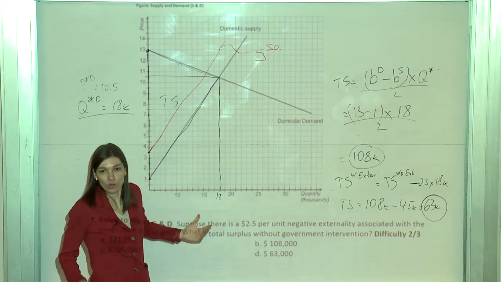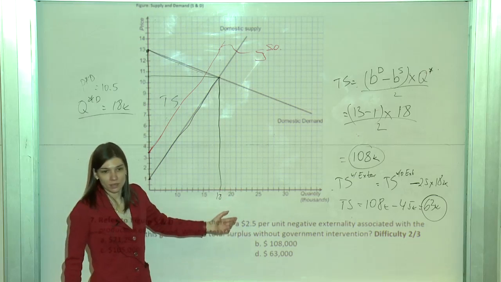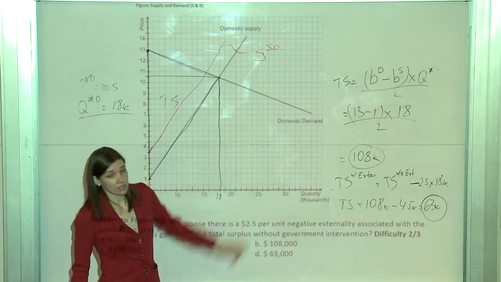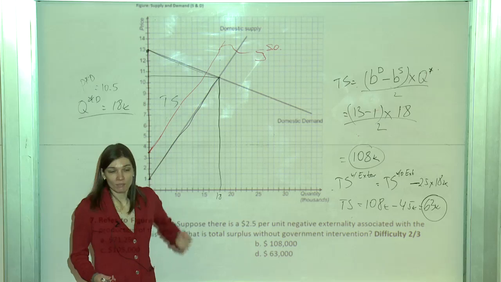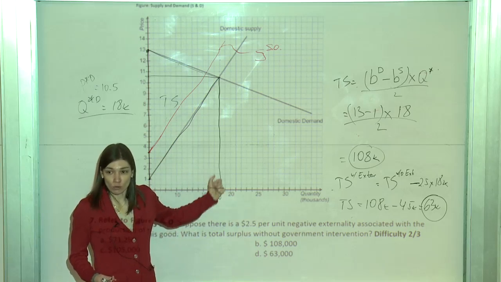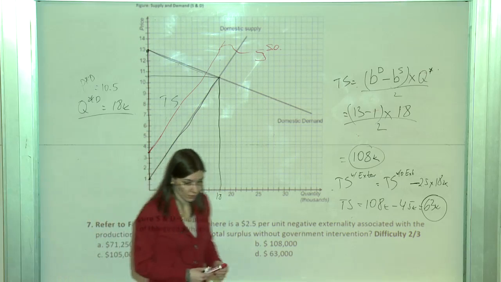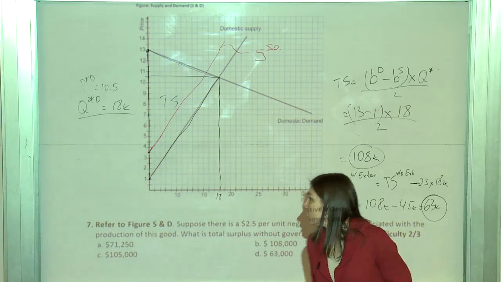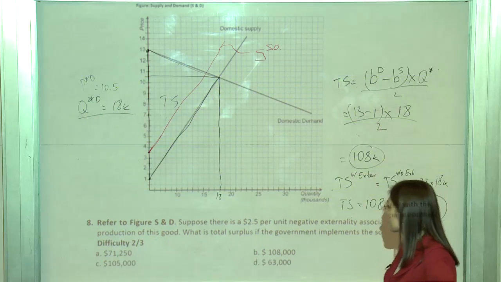So because there's this cost that is not accounted for, we overproduce the good when the government doesn't intervene, and that's why we get a lower total surplus. If the government intervenes, our total surplus will always be higher. And that's the next question that we're going to do. Okay, so here was 63,000. Keep that in mind.